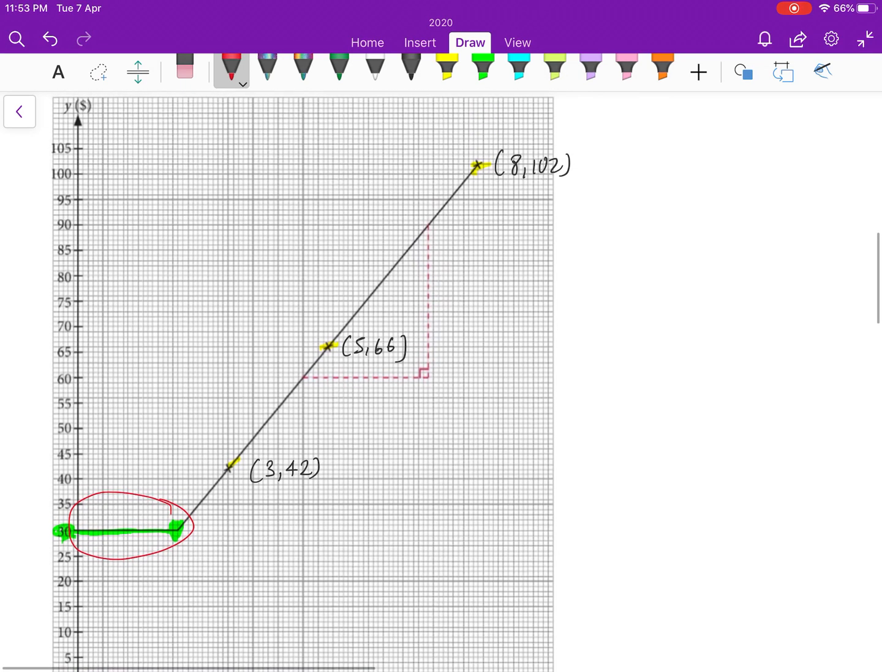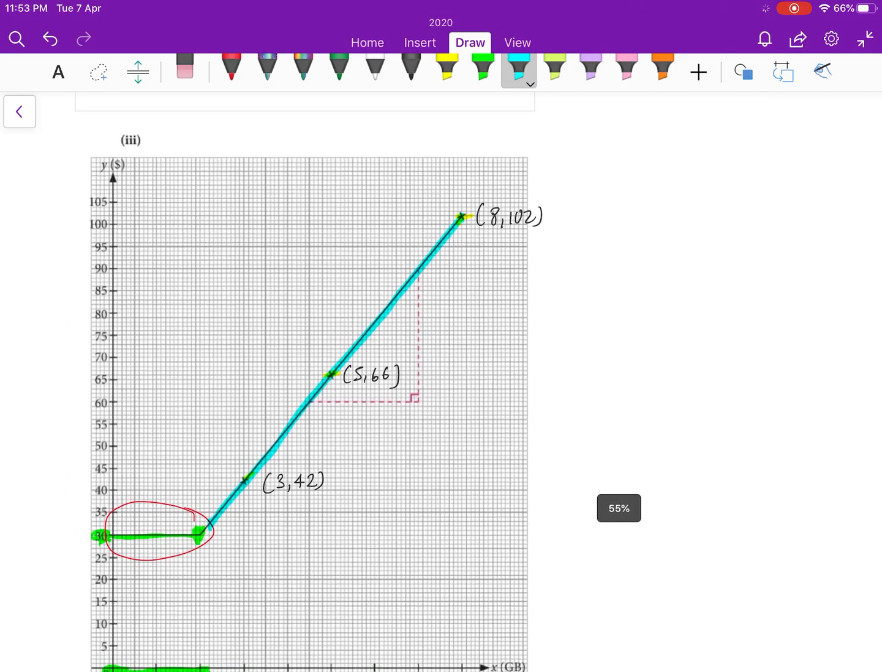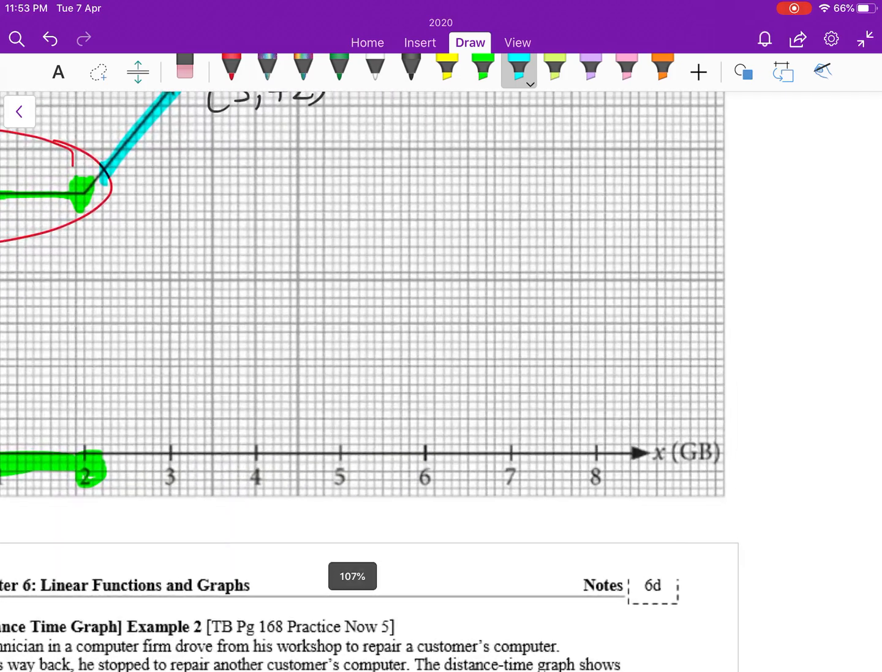Okay, for 2 gigabytes. If I use more data, then my graph will exceed. I have to draw my graph from here all the way to this. The more data I use, the higher I will pay. I hope you understand this graph. So now let's focus on the axes, whether your graph axes are correct.